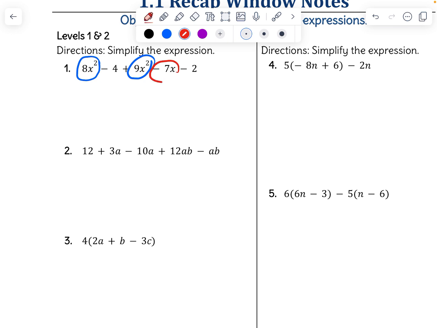Here I have a negative 7x, and I don't have any other terms that have the variable x. But I do have a negative 4 and a negative 2, which are constants. So I'm going to combine my like terms now that I have identified what it is that I can combine together. So the 8x squared and the positive 9x squared can be combined together. And I do that by adding the 8 and 9 together. Keep in mind, they're both positive numbers, which means I'm going to add them and keep the sign. So I get 17x squared.